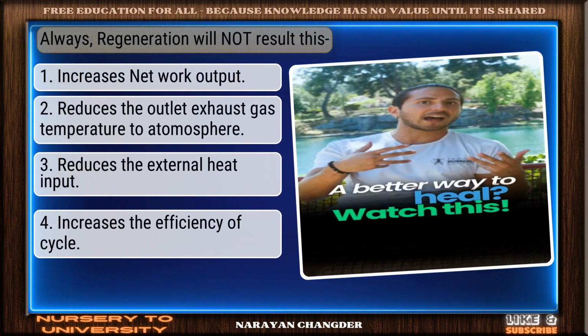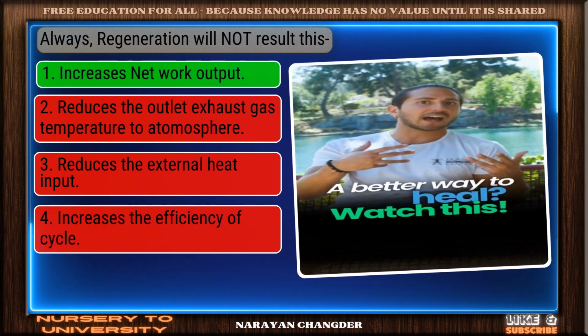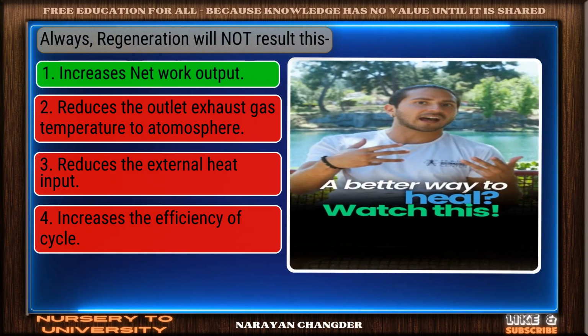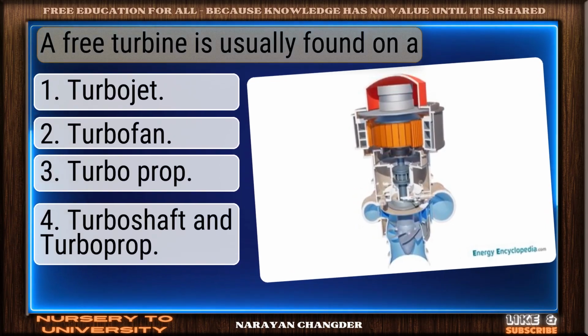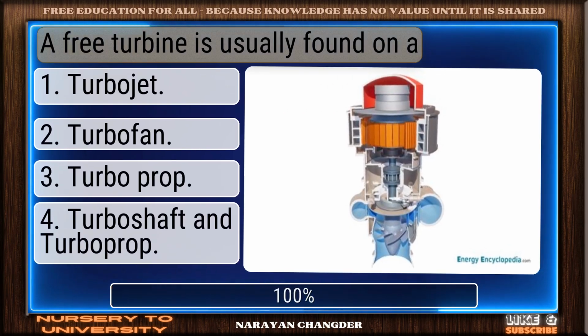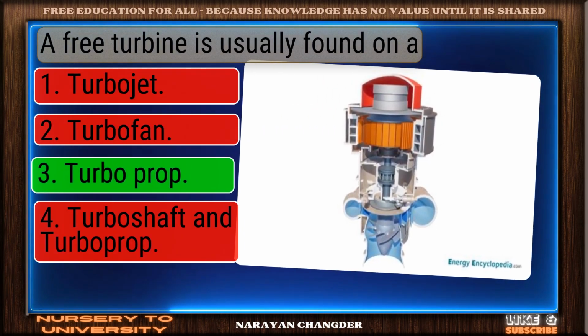Always, regeneration will not result in this. Clear logic. Your choice, increases network output, is sound and 100% true. A free turbine is usually found on a... Perfect. Turboprop is the correct choice.